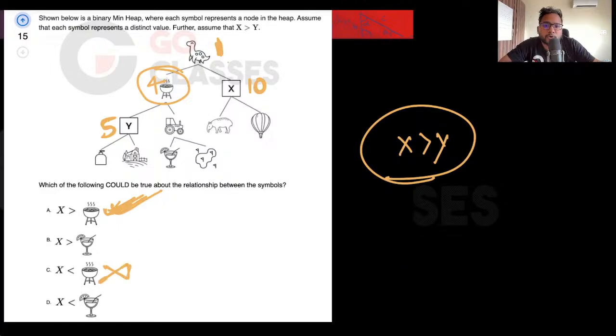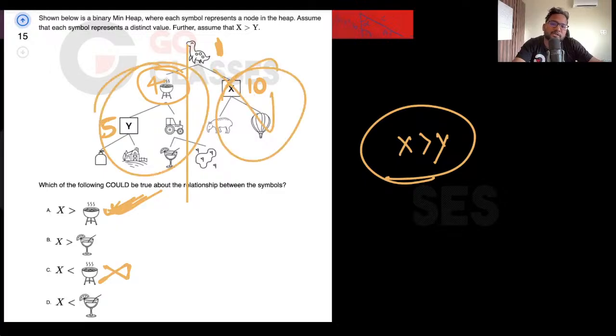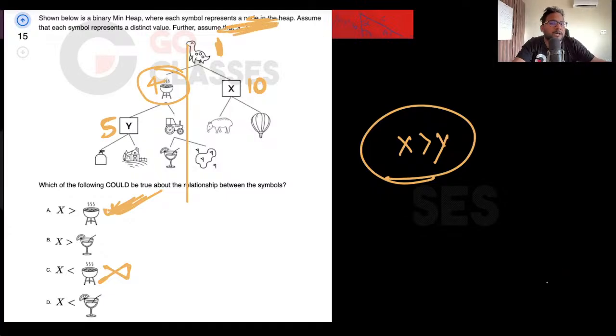Why? Because x is basically strictly greater. Actually, generally there is no relationship between left and right. If the relationship x is greater than y is not given in this question, then all of this is true, because all of these are from the right hand side and x is from the left hand side. But since x is greater than y is given in the question, in that case x has to be greater than this, x has to be greater than this, right? It cannot be lesser. So that's why this is false.